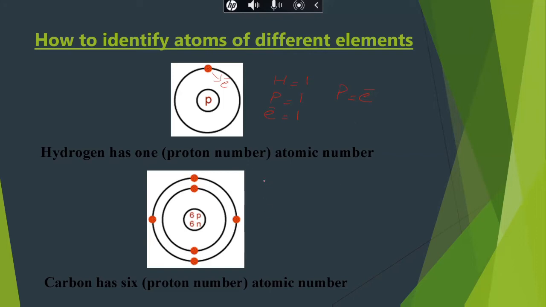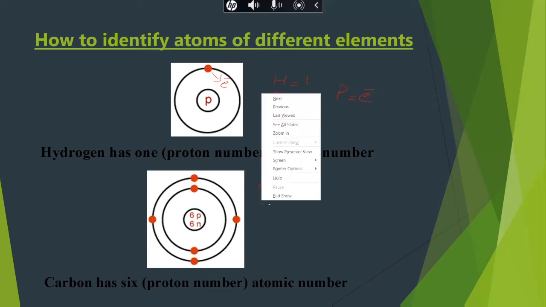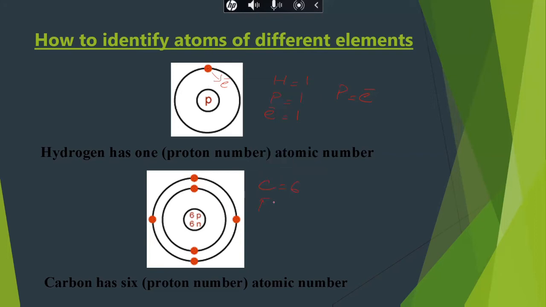Another example is carbon. Carbon has 6 protons. All right, carbon has proton number 6. So carbon, with proton number 6, means 6 protons and 6 electrons. In the first shell, there are 2 electrons.